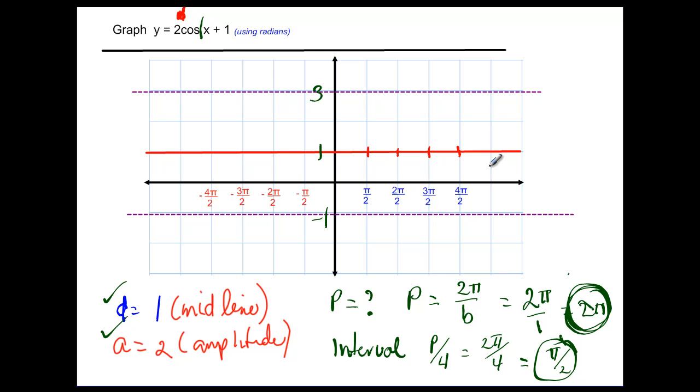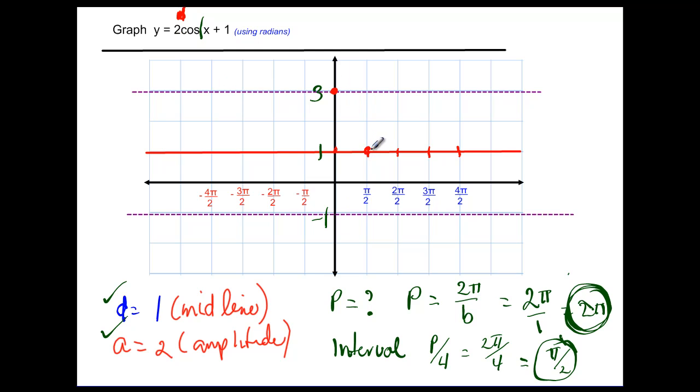The last thing to take a look at is the horizontal shift, and in this particular question there is no horizontal shift, so there's no what we call a C value. So that's fine. So this means that the graph is going to start at the maximum point, which in this particular case is 3, because our cosine starts at a max if it's positive. If it's negative, it would start at its min.